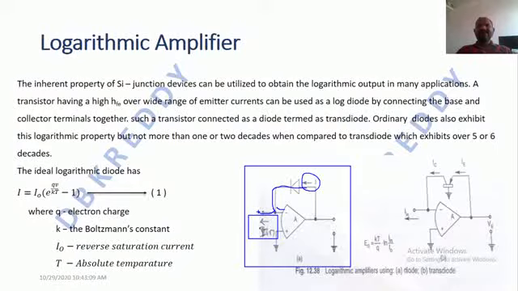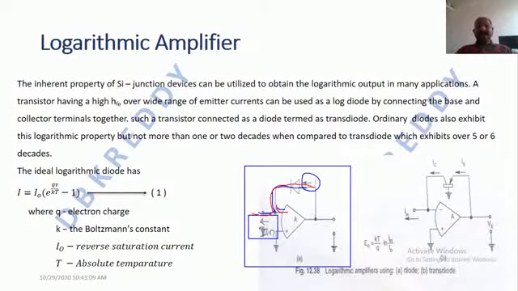Infinite means it is just like an open circuit. Because of that, there is no current passing through this particular terminal, meaning there is no current passing into the non-inverting terminal of the op amp. Instead, whatever current is passing through this particular diode will appear at the input also.